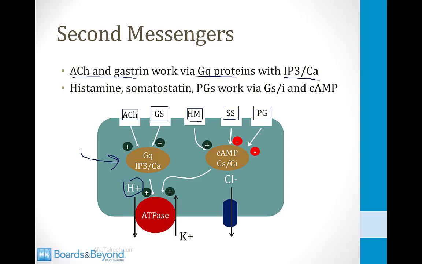Histamine and somatostatin and prostaglandin all work on a cyclic AMP GS/GI second messenger system. Histamine increases the amount of cyclic AMP, which then activates this pump here, and somatostatin and prostaglandin inhibit and lower the levels of cyclic AMP, and that decreases the activity of the proton ATPase.